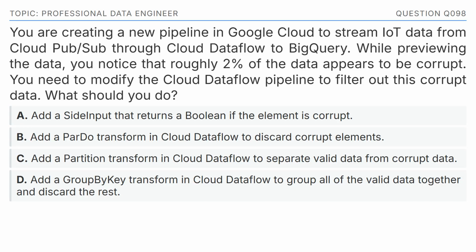Option B, add a ParDo transform in Cloud Dataflow to discard corrupt elements. Option C, add a partition transform in Cloud Dataflow to separate valid data from corrupt data. Option D, add a group by key transform in Cloud Dataflow to group all of the valid data together and discard the rest.